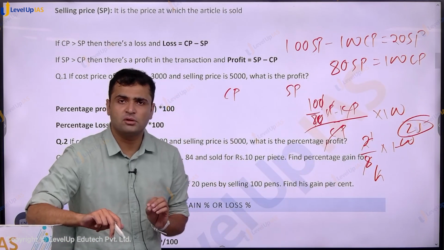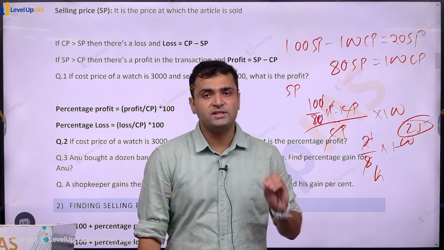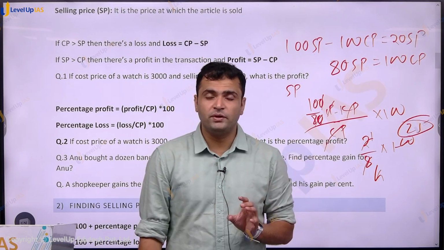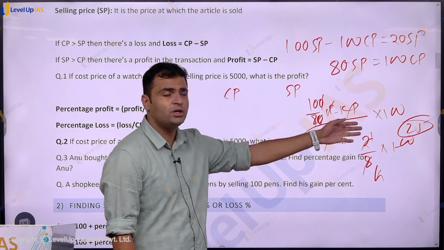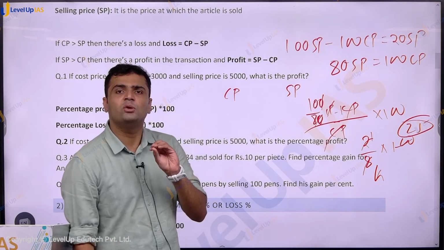What is the percentage profit? It is profit by CP into 100. What is profit? SP minus CP. So that is only we have used, SP minus CP by CP into 100. Now we just need to find out the relation between SP and CP.